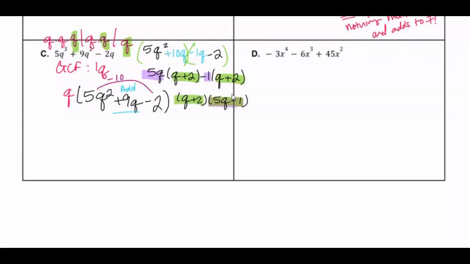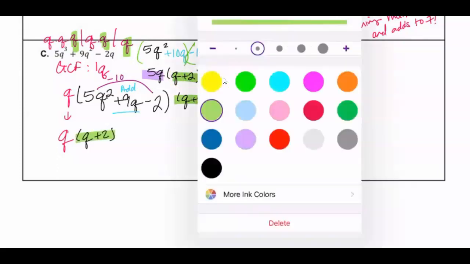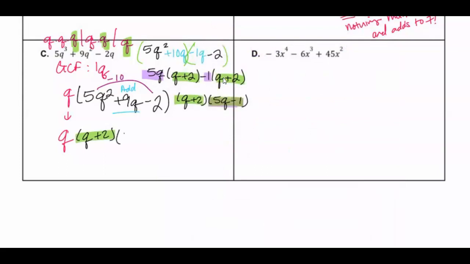So I'm going to rewrite my problem. I'm going to keep the q from here. So I still had a greatest common factor q, but then I had my q plus 2, which came from here, the parentheses that were the same, and then my 5q minus 1, which came from my greatest common factors there. You would check for difference of squares if these were squared, but they're not, so this is my answer. So be careful and make sure to check if they're factorable, because then you'll have to continue your problem.